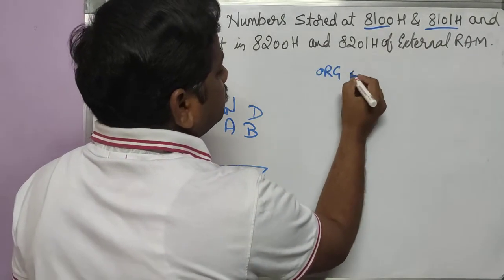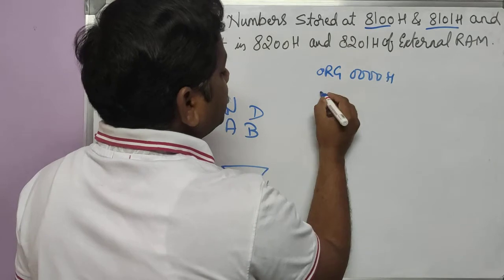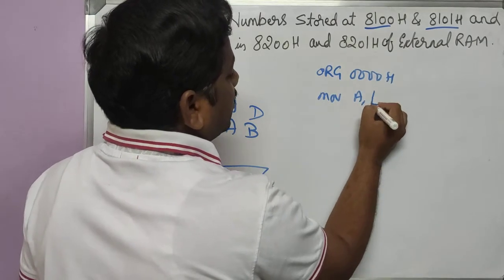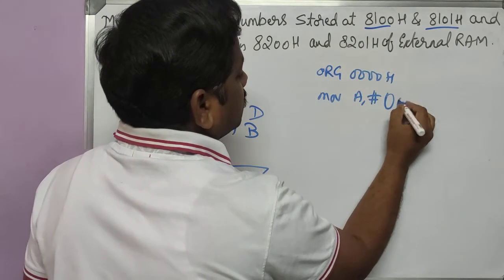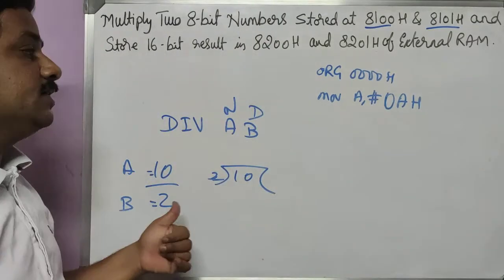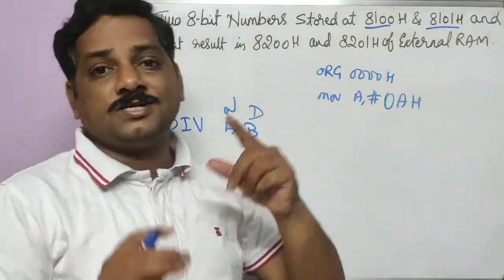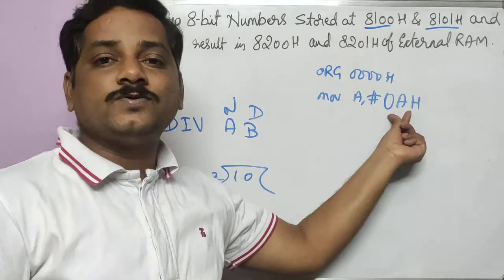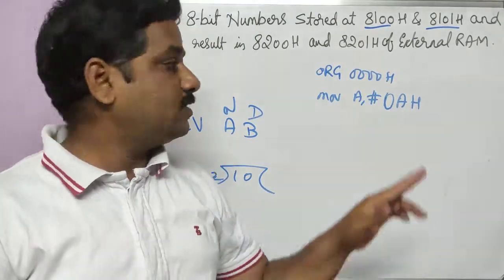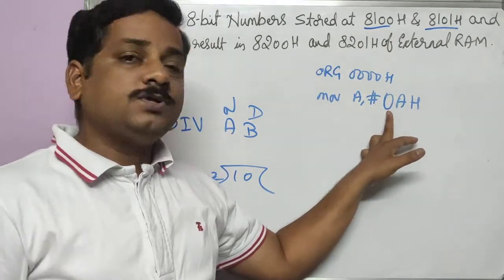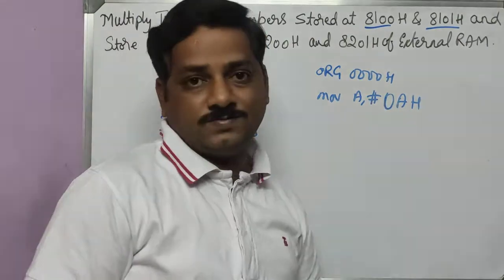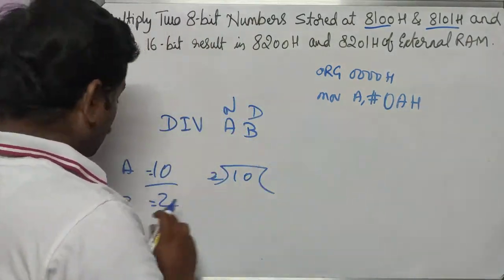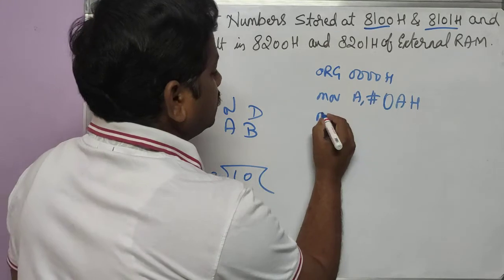ORG 0000H. Let me take MOV A, #0AH. So 10 in decimal is 0A in hexadecimal. You should be very careful. Put 0A. You can't write just A, because after the immediate sign you should get a number. So 0A has to be mentioned. Then in B, what do I want? 2. So put 2 in B.